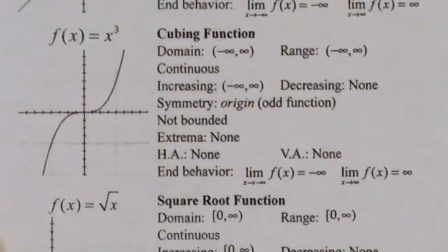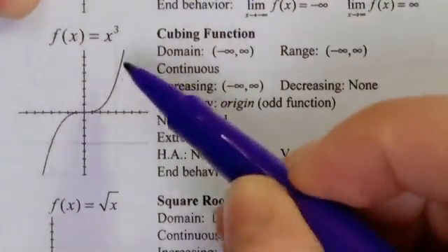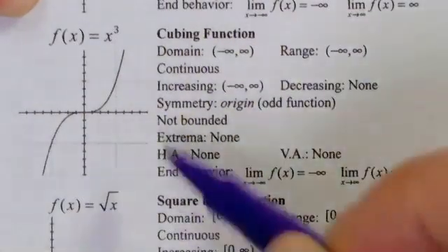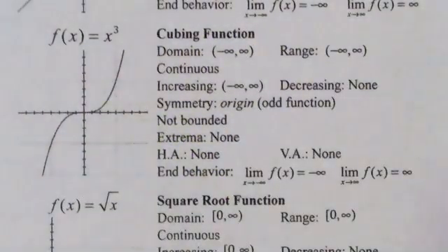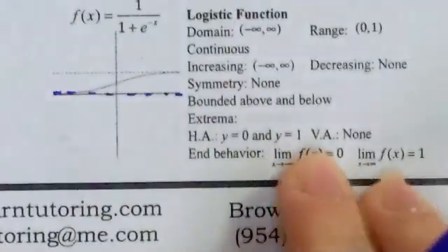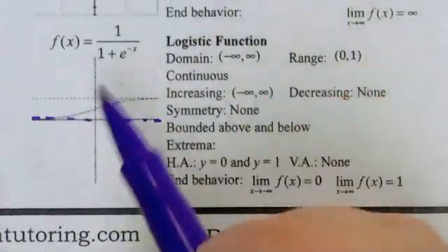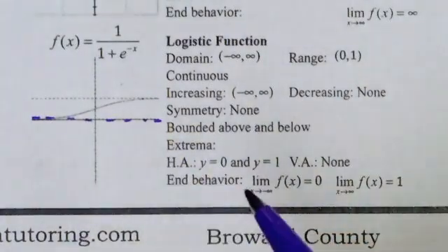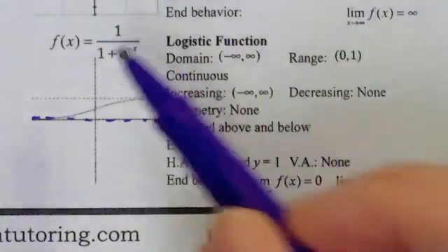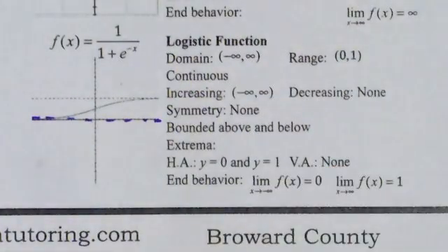Some people get them confused. It's kind of like your cubing function, except it's sideways. The cubing function has no asymptotes on either side. It still goes to the right forever and to the left forever, but it has a similar shape, so I will see people get them confused sometimes. This one has two asymptotes on it. It is sideways. And the equation is way more complicated, using that irrational number e.